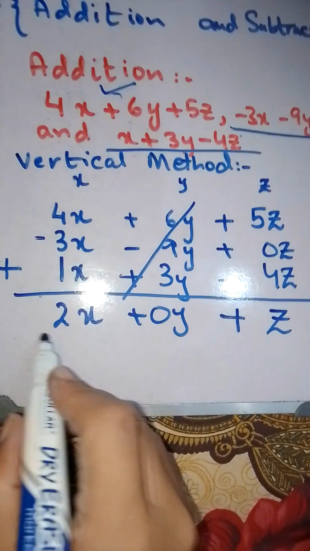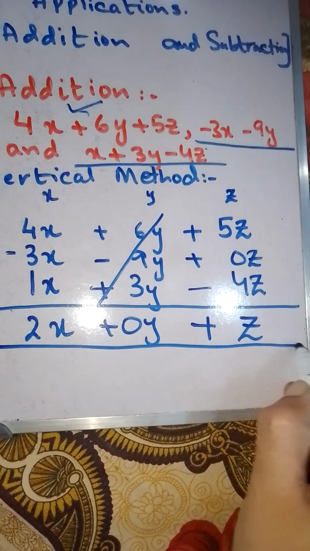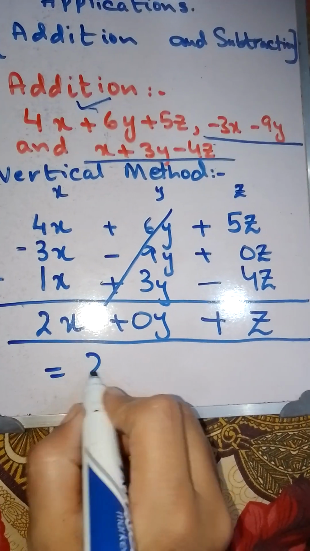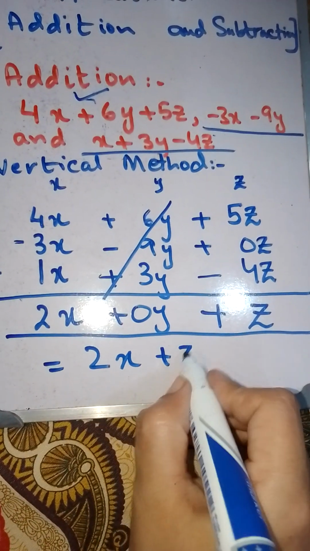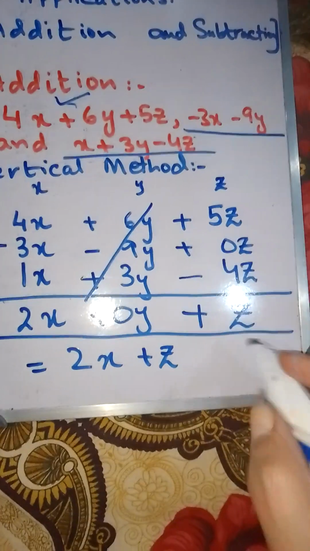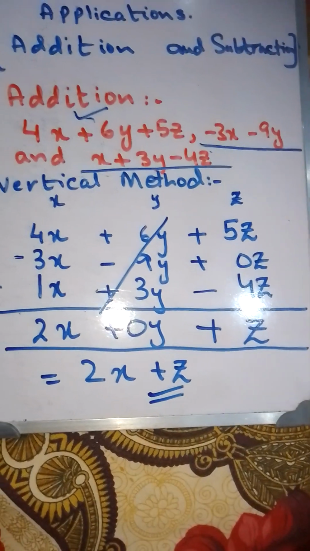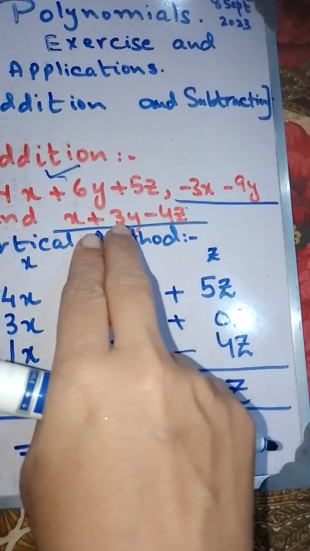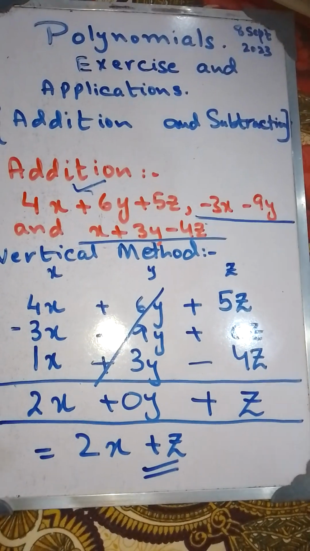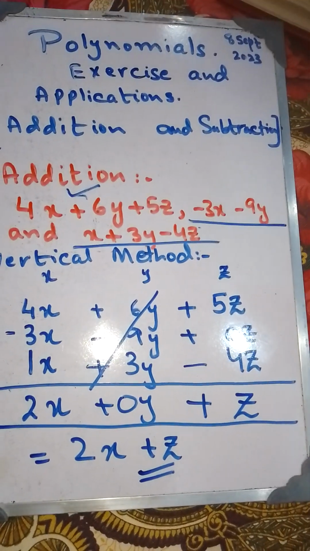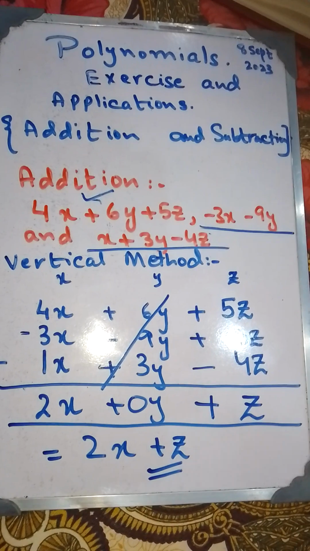So the answer you have obtained nicely is 2x plus z. This is your required answer after adding these three expressions. So let's do the horizontal one. You will get the same answer for that.